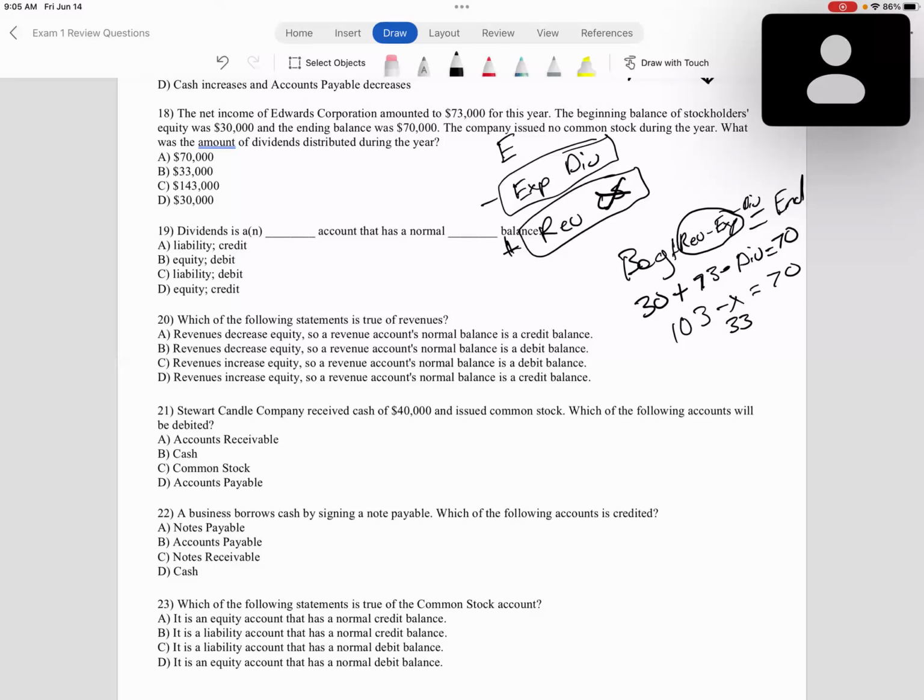Because remember, the only two ways to decrease equity is through expenses or dividends. Okay, we already took into account expenses with our net income. And so dividends are the only other way to decrease it. And then the only two ways to increase it are revenue and common stock. It said there was no common stock issued, and the revenue was part of this 73,000 number. So 33 is the answer.